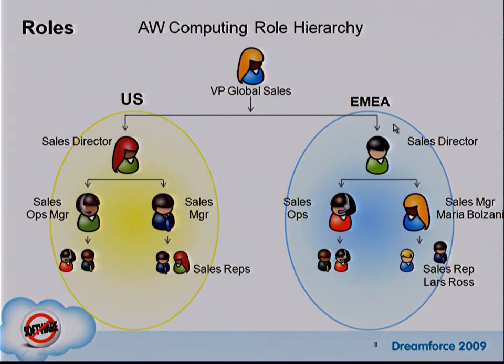So the second area of security and access we want to take a look at is roles and role hierarchy. So the way it works is that you're going to create roles and you're going to add them to a hierarchy. And how the hierarchy works is that any records owned by a subordinate, those records will be visible to their manager, to their manager's manager, right up to the very top.